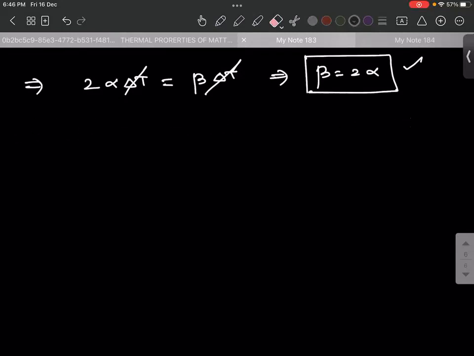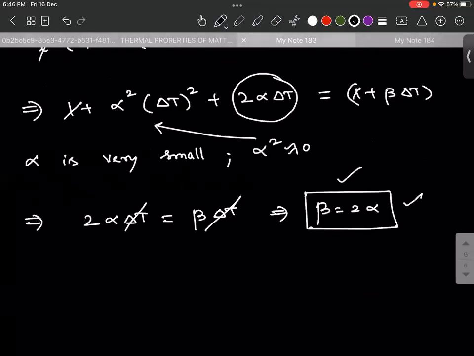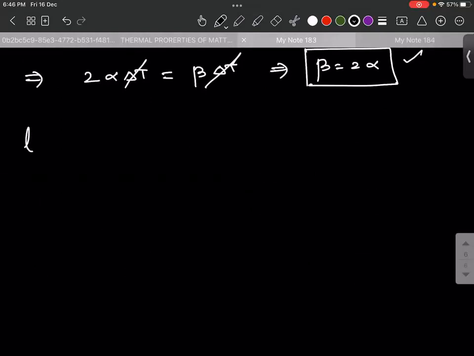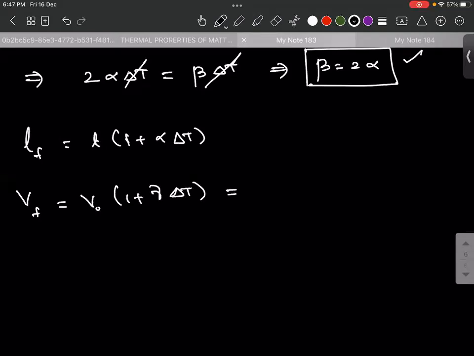Similarly, we know that L final is equal to L into 1 plus alpha into delta t. Similarly, what can I write V final as? V final will be V naught into 1 plus gamma into delta t. But what is V naught? V naught is L cube. Right?